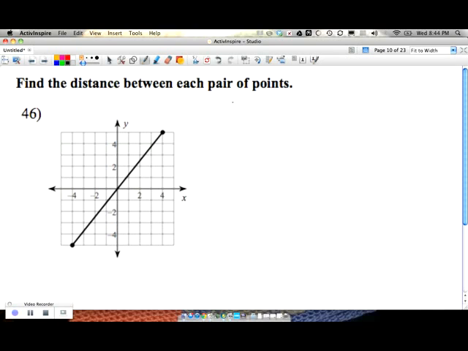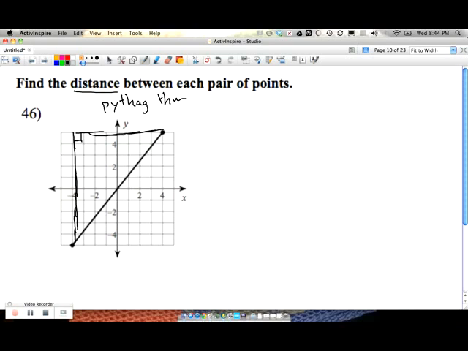Find the distance between each pair of points. Distance is really Pythagorean theorem. So let's do that. I'm going to draw a triangle here. This will be turned into a triangle with a right angle corner, and I just got to figure out the two sides of the triangle.